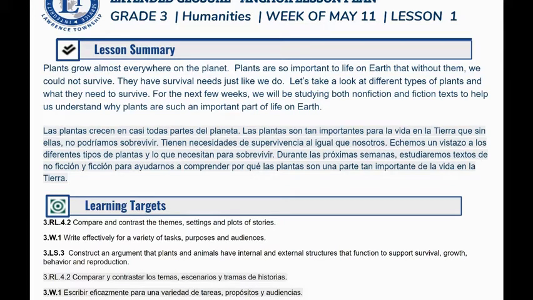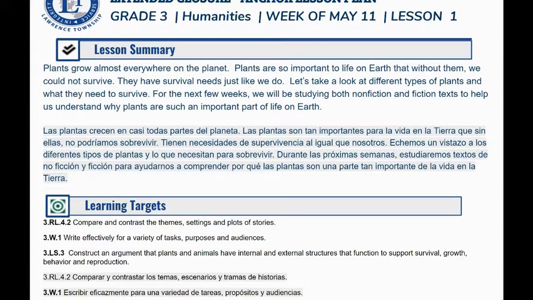In this lesson, students will learn how plants grow almost everywhere on the planet. Plants are so important to life on Earth that without them we could not survive. They have survival needs just like we do. Let's take a look at different types of plants and what they need to survive. For the next few weeks, we will be studying both nonfiction and fiction texts to help us understand why plants are such an important part of life here on Earth.